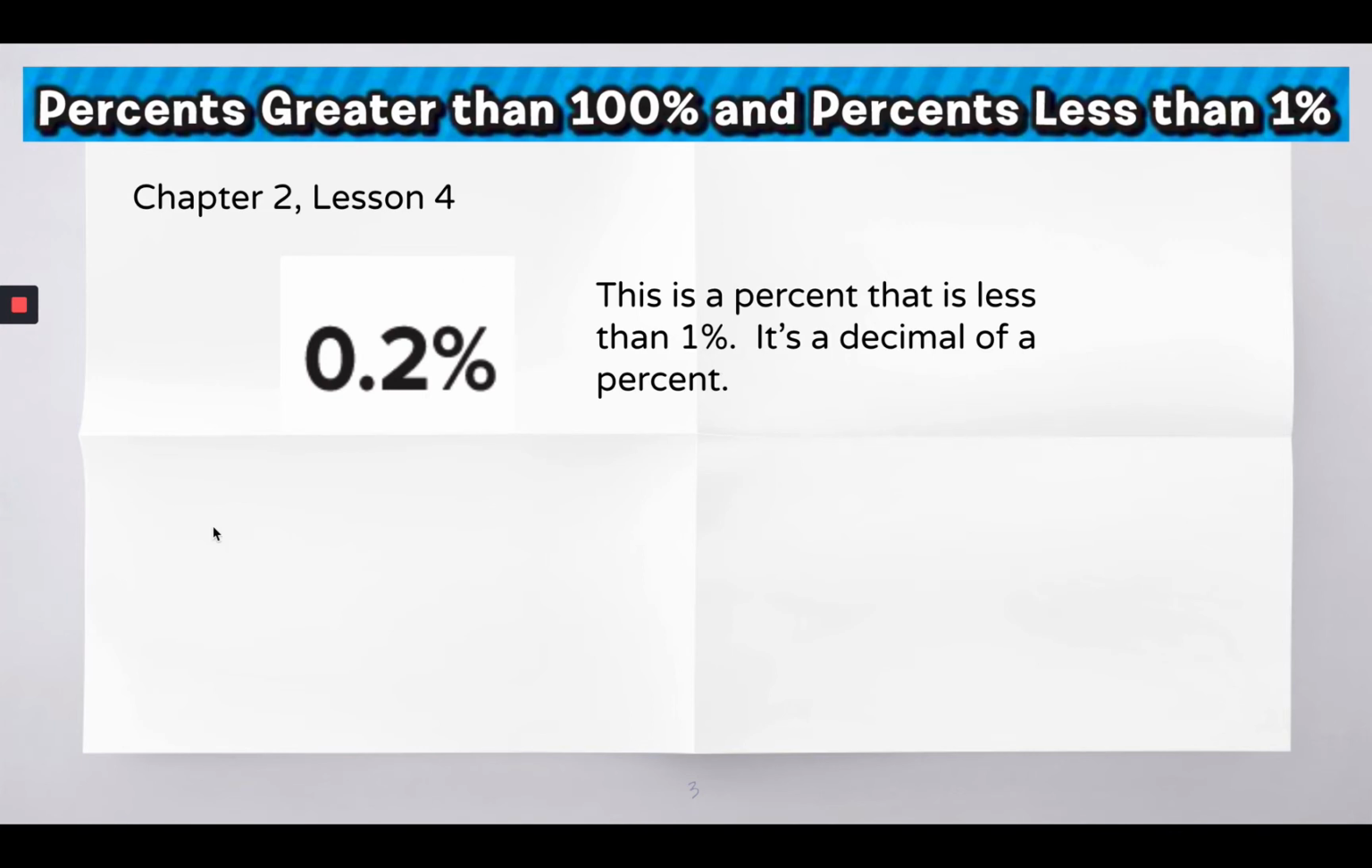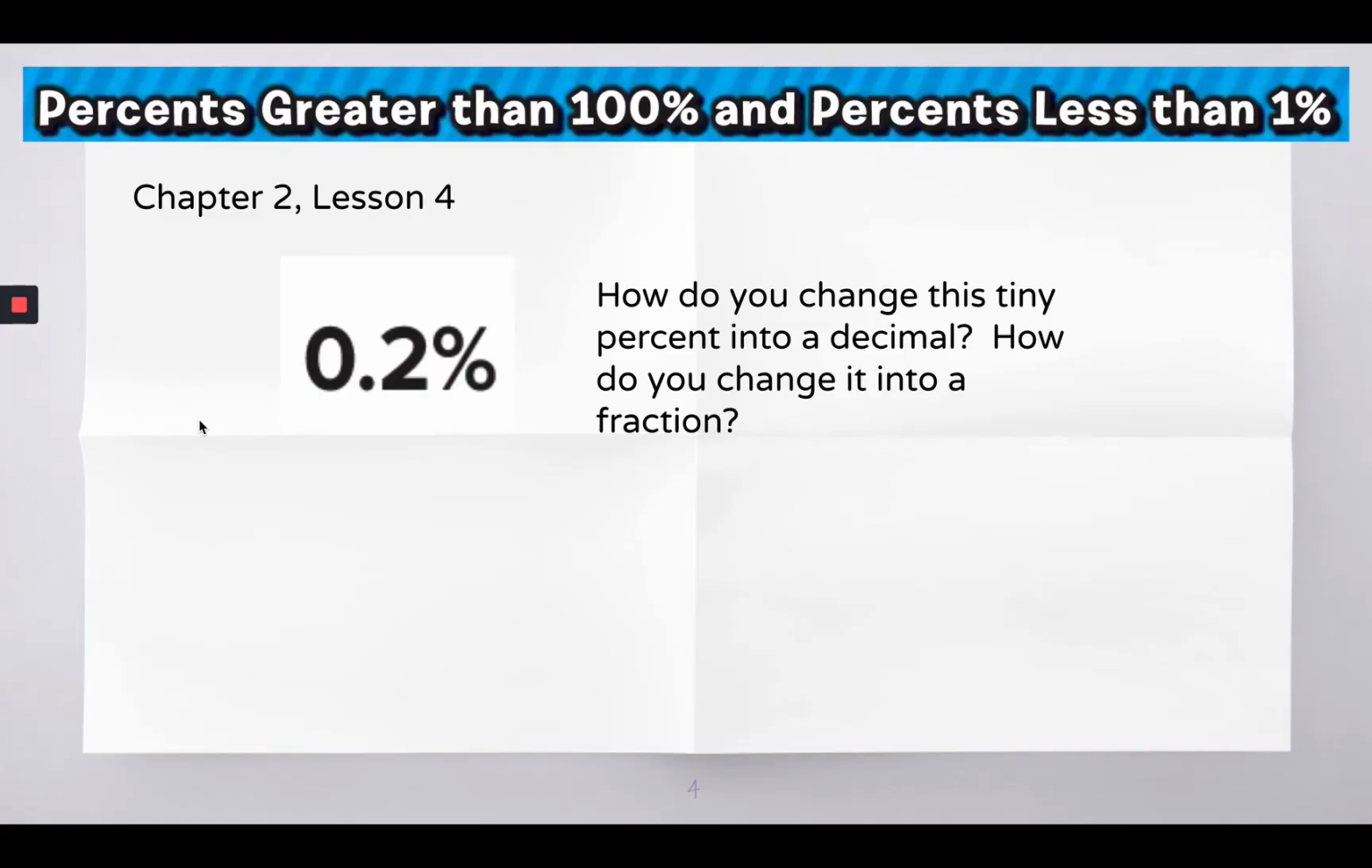So I want you just to look at this number, this 0.2. This is a percent that's less than 1%. It's a decimal of a percent. So if it was 1%, it'd be right here where the 0 is, but it's less than 1%. So the question is, how do you change this tiny percent into a decimal? And I mean a decimal without a percent symbol, just a decimal. And how do you change it into a fraction?